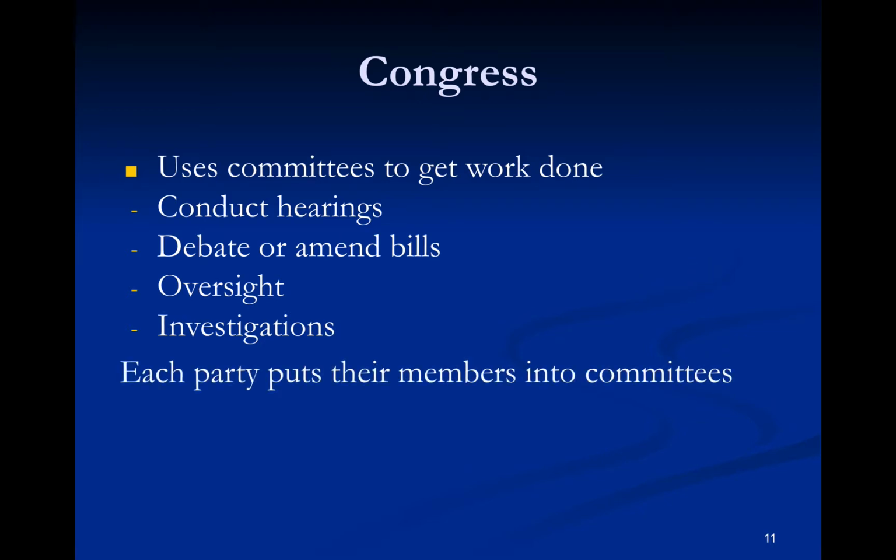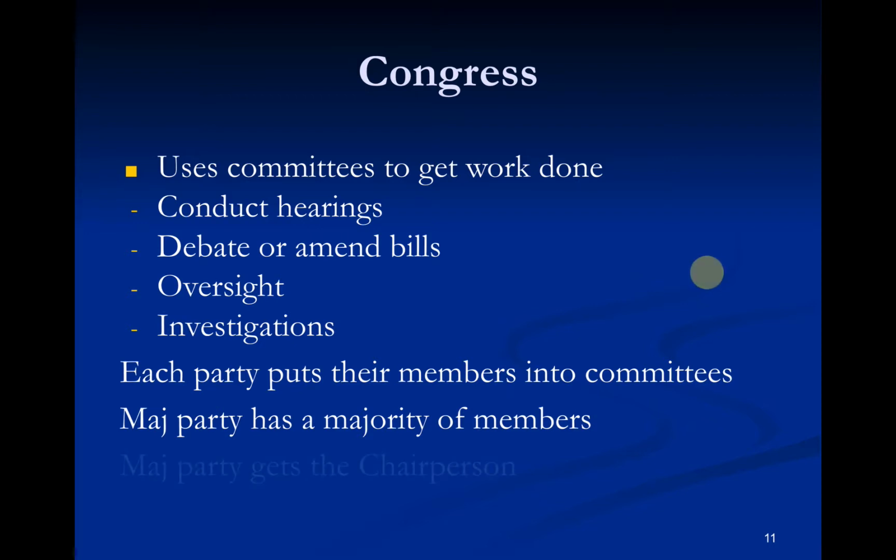Now, every party, which is generally 2 parties, gets to put their own members into committees. So there are certain committees that are much more powerful than other committees, but the majority party, whoever controls the chamber, has to have a majority of members on the committee. And the majority party also gets to control who's the chairperson of the committee. That includes members of the subcommittees and the committee chair for the subcommittee as well.